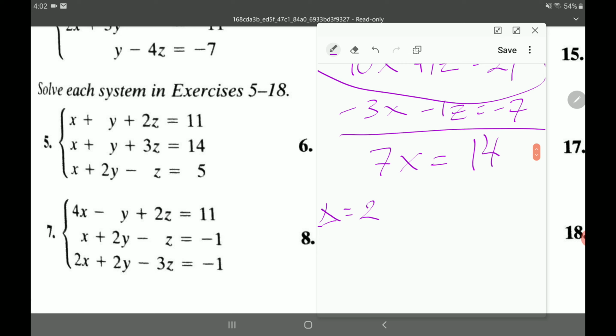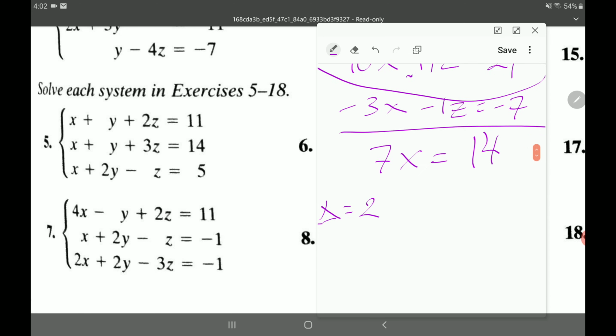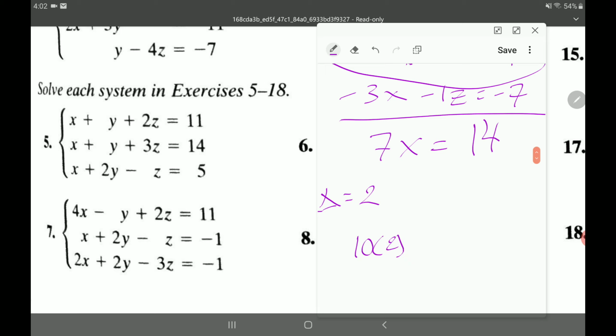So x equals 2. Now I'm going to plug that back into one of these. Let's say I plug it back into this top one, and solve for z. So 10 times 2 plus z is equal to 21, which means 20 plus z equals 21. So z is 1.